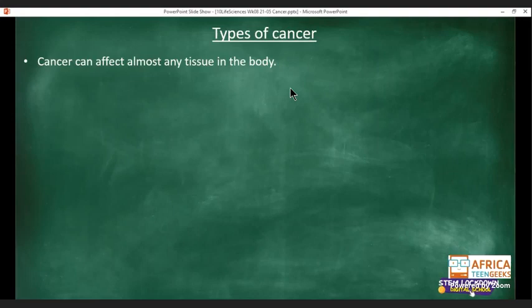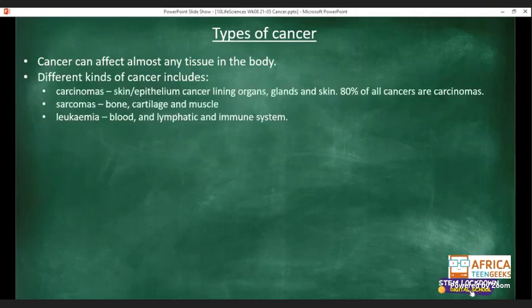So the different kinds of cancer. Yes, AL, you may ask your question. Should I unmute you or you will type it out? Okay, it's all right, AL.